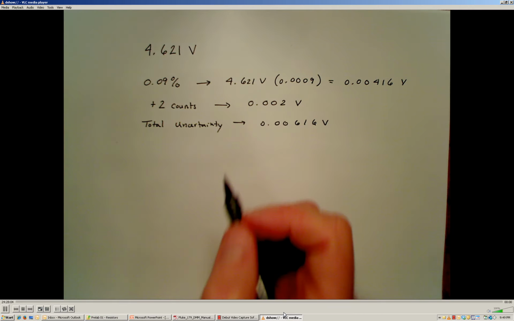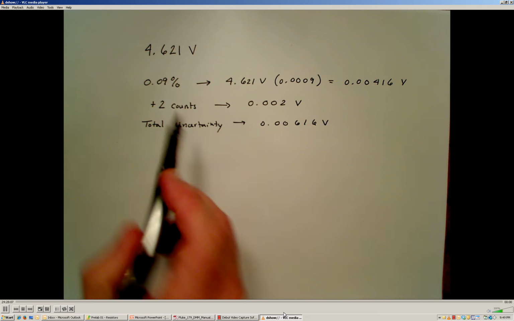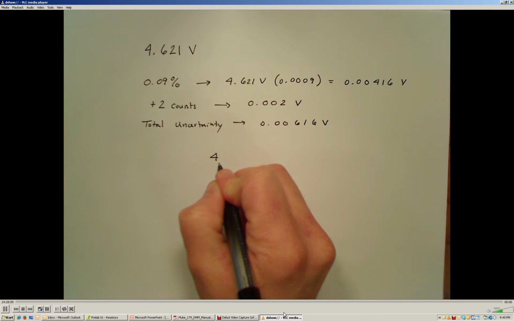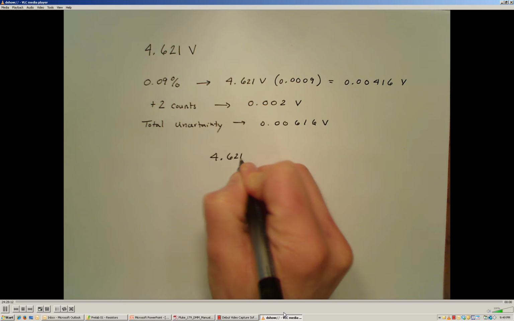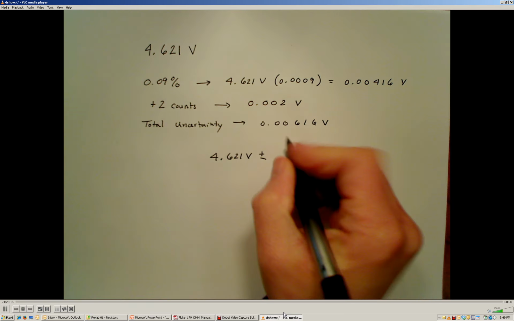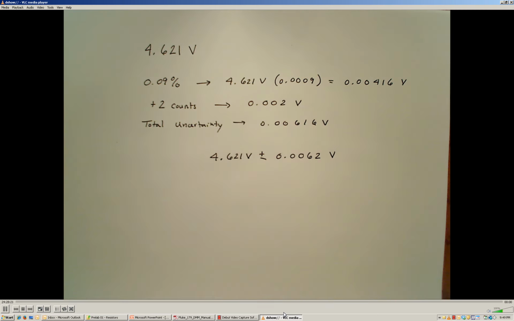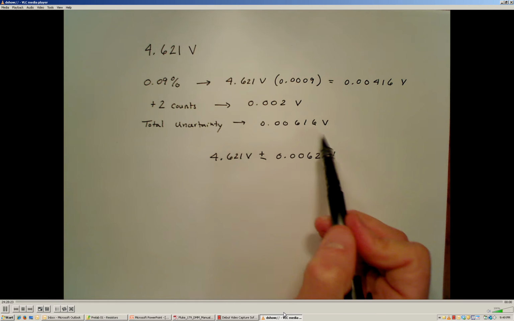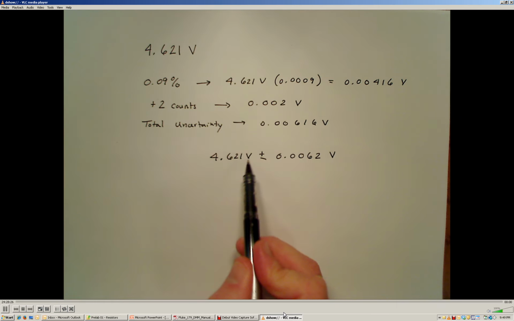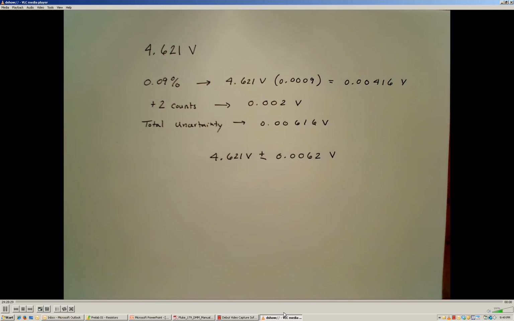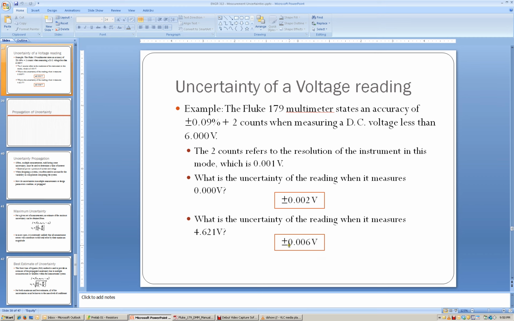All right, so the way that we would state this measurement based on the uncertainties that we have in our multimeter would be 4.621 volts plus or minus 0.0062 volts. Okay, and what I did, I rounded there so that we would be close to a similar number of significant figures for our reading. And if we look back at our PowerPoint here, what we could do is actually round that off as well, because we don't really need that last digit there.